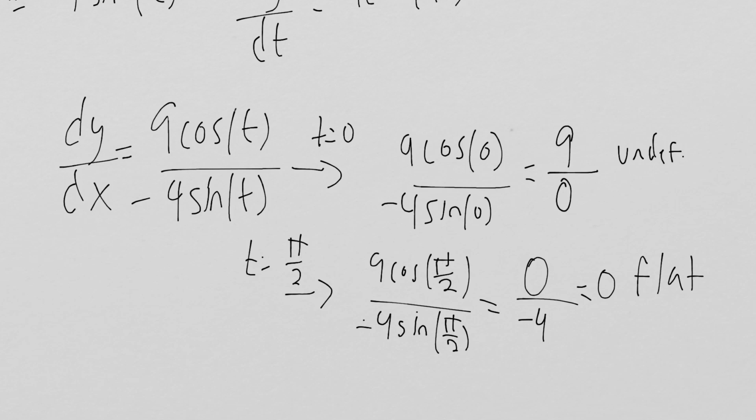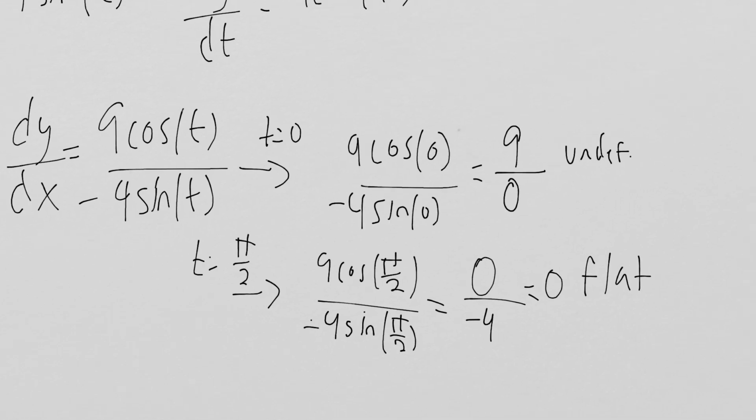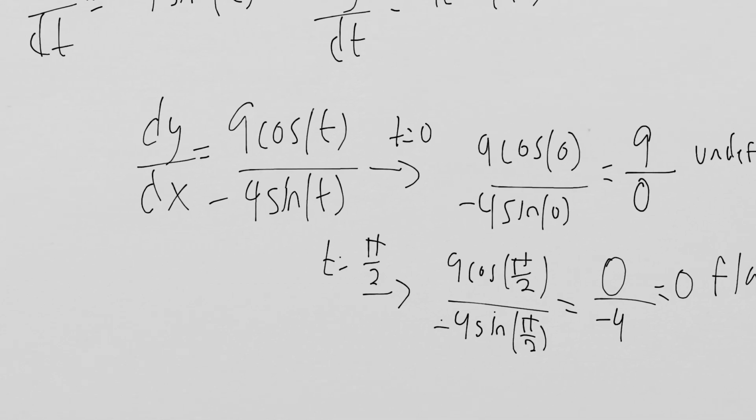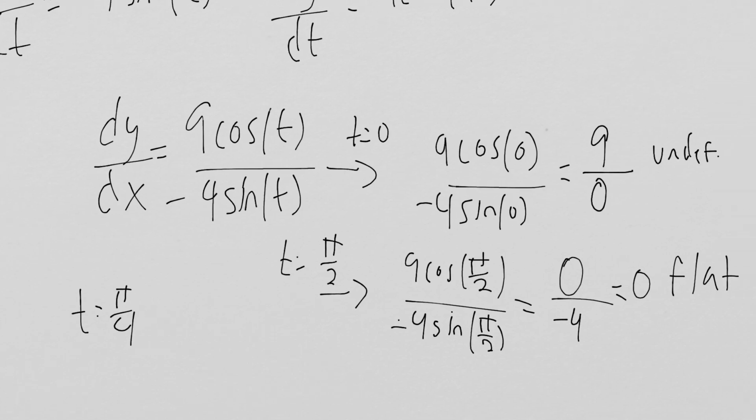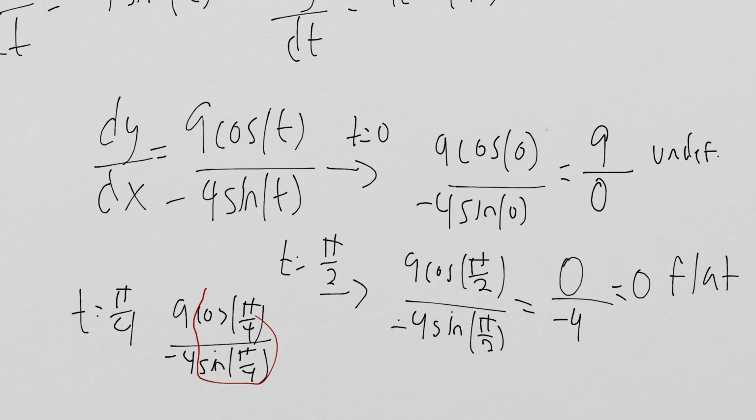Okay, and finally, we are going to do pi over 4. So for t equals pi over 4, we're going to be a little strategic about this because we know that cosine and sine are actually the same at pi over 4. So we get 9 cosine of pi over 4 over negative 4 sine of pi over 4. But cosine and sine are the same at pi over 4, so they're going to cancel each other out, leaving us with just negative 9/4.